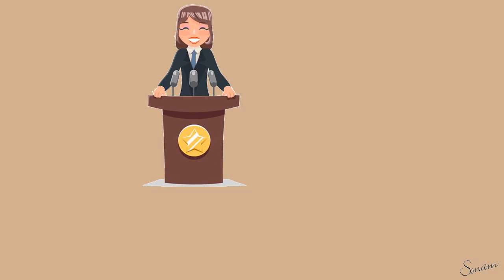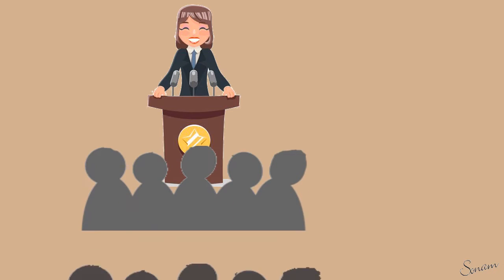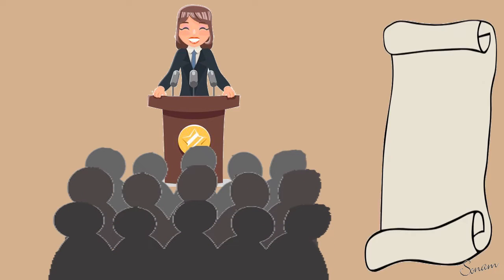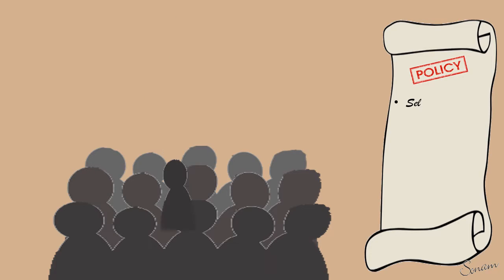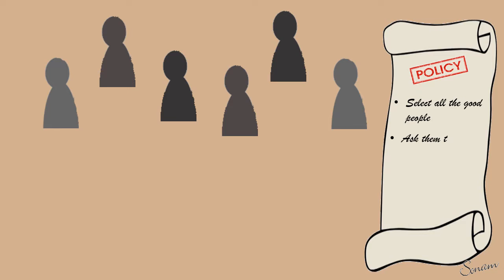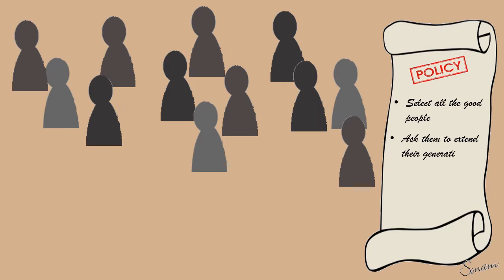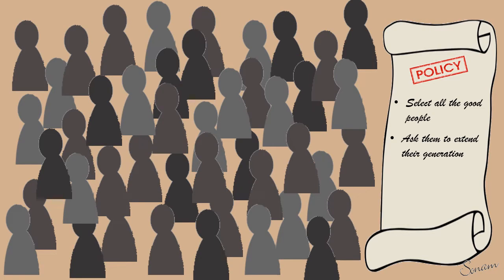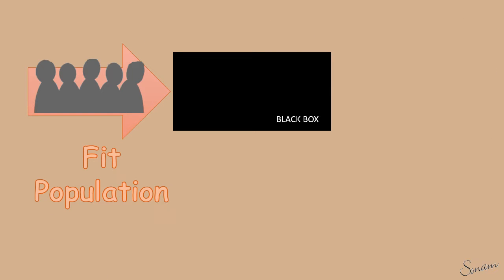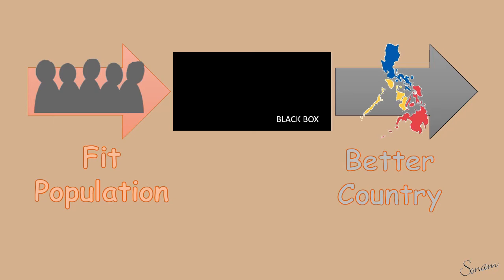Let's take a hypothetical situation where you are head of the country, and in order to keep your city safe from bad things, you implement a policy like this. You select all the good people and ask them to extend their generation by having their children. This repeats for a few generations. You will notice that now you have an entire population of good people. So the basic idea was that we change the input, which is the population, such that we get better output, which is a better country.